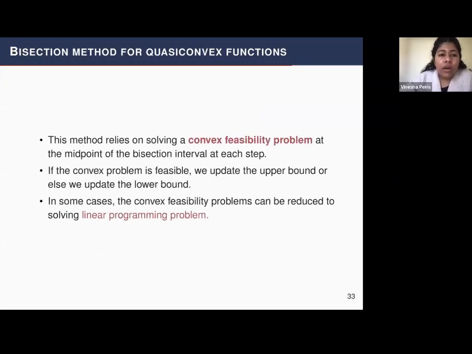Okay. Now, what is this bisection method that we actually talk a lot about? The bisection method was developed for quasi-convex functions. Yes, there are name conflicts, but this is called bisection method as well. This method relies on solving a convex feasibility problem at the midpoint of the bisection interval. And according to the feasibility of your convex feasibility problem, you can decide if you want to update the upper or the lower bound. In some cases, the convex feasibility problem can be reduced to solving a linear programming problem, and it makes our lives much easier. For example, when you solve the generalized rational uniform approximation problem, your convex feasibility problem is reduced to solving a linear programming problem. So very easy to solve, very easy to manage. Everything can be easily implemented in MATLAB or Python as well.